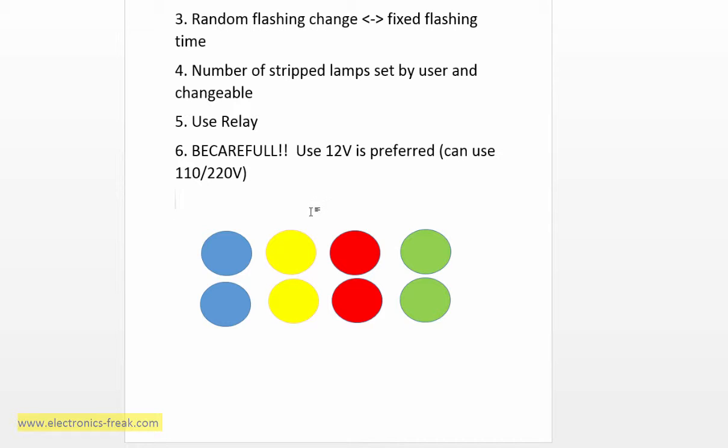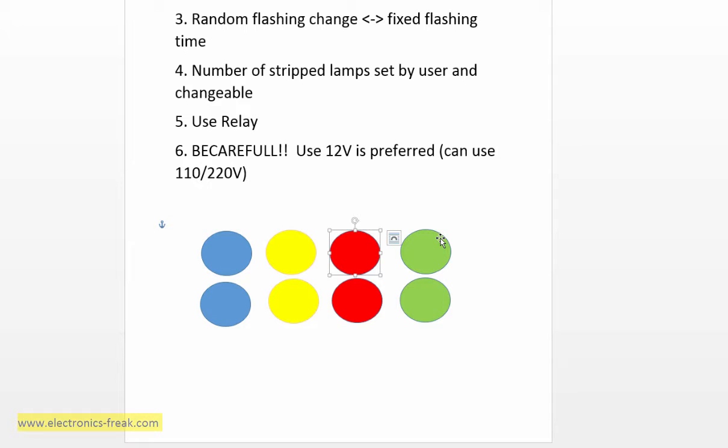Now about the pattern. The pattern can be, for example, this light, and then it is off, and then this light, and then it is off, this light, and then it is off, and it can go in this direction or the other direction. Or it can be that after this light, it does not turn off, and then this one is also lighting, so they are both together, and the third is also lit, and afterwards you have all 4 strips working.